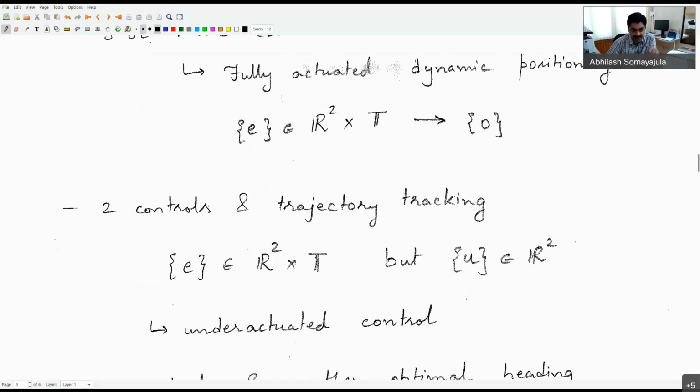And typically you will find that most ships, regular commercial ships, fall under this so-called second category where they are under-actuated, because you can control only the speed of the propeller and you can control only the angle of the rudder, but you have to control 3 things when it comes to the desired trajectory: X, Y, and psi. So therefore it's a classic under-actuated problem.